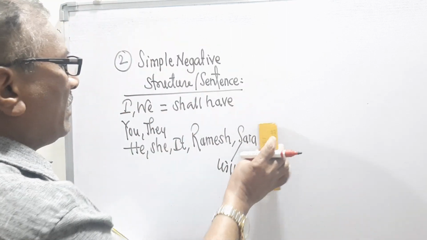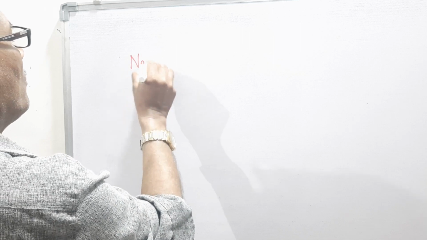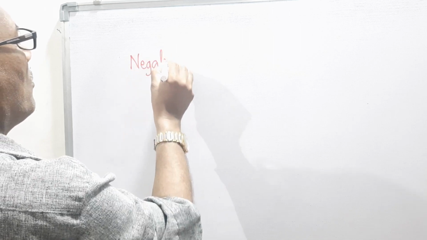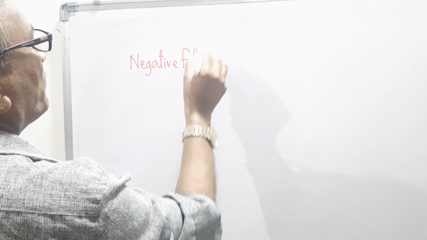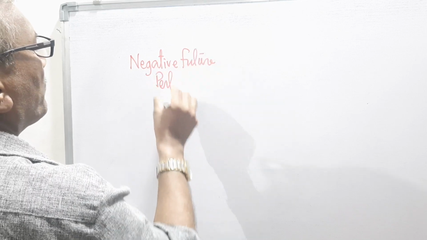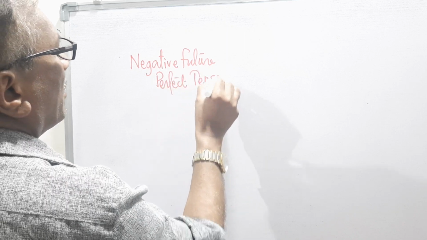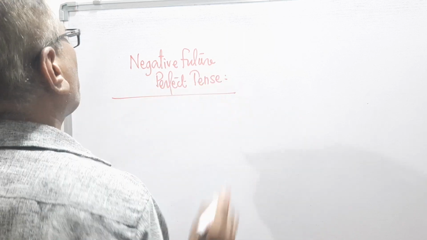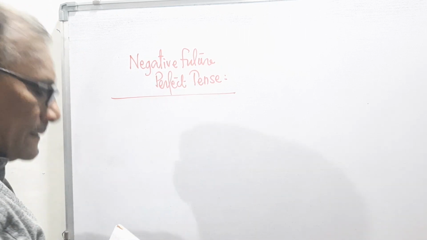Now I will give you the negative structures of the future perfect tense. Remember, negative future perfect tense. Okay, now we are discussing the negative future perfect tense.